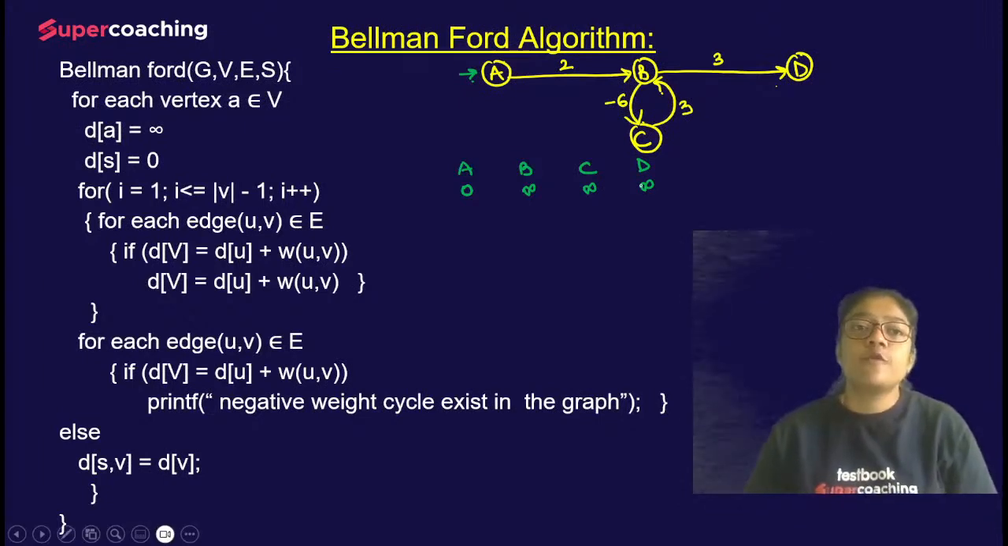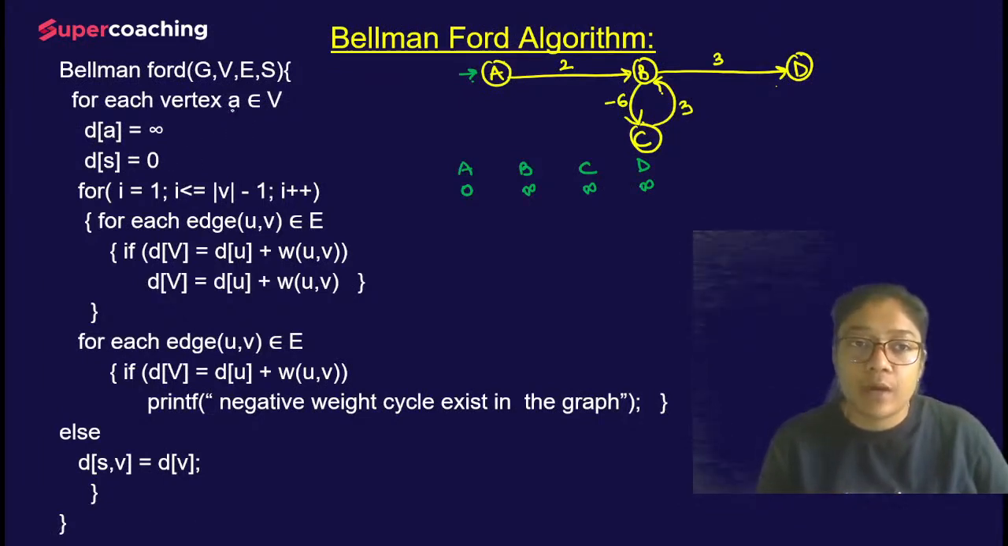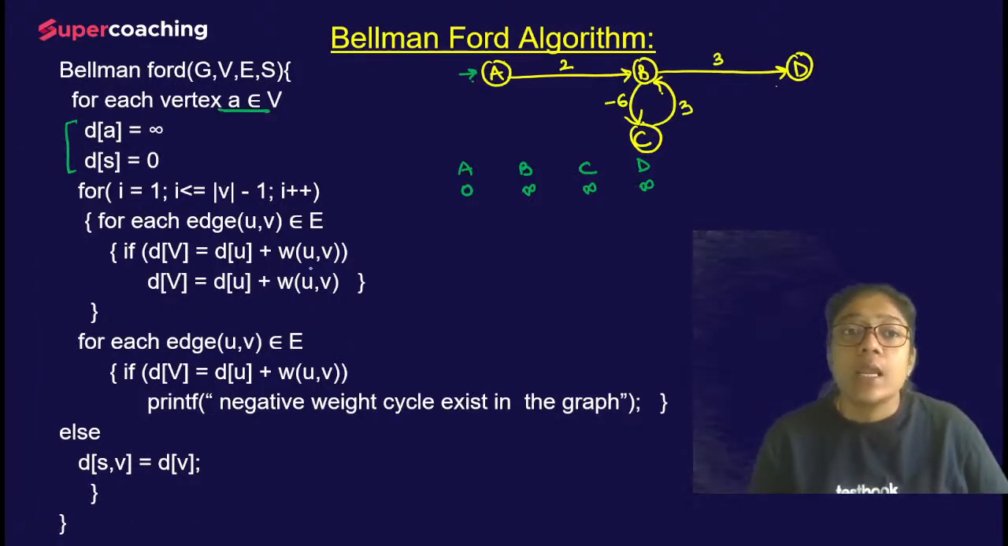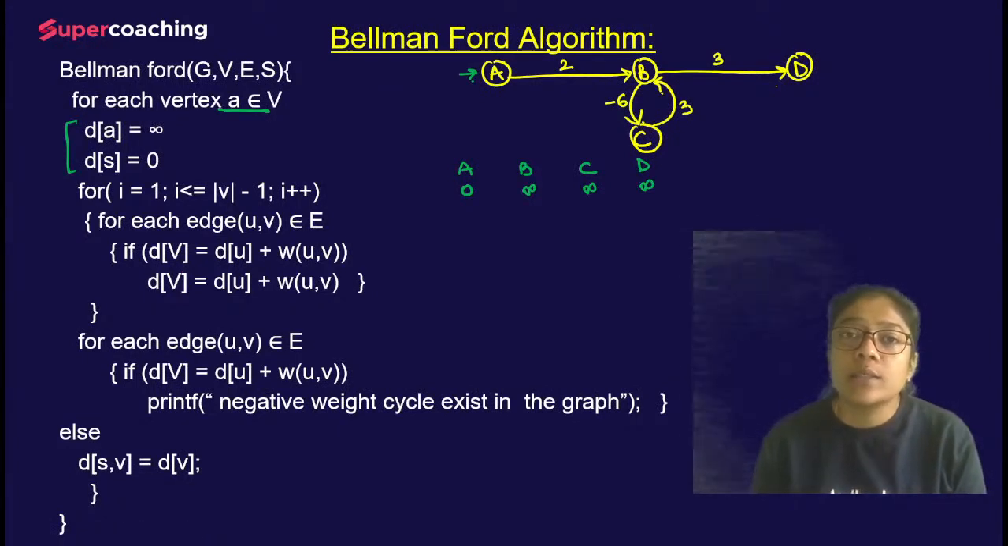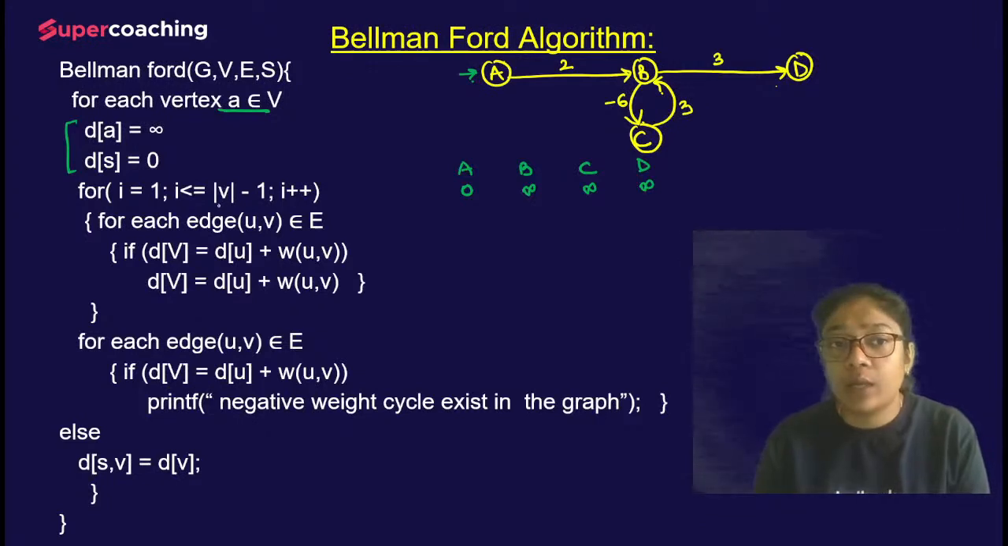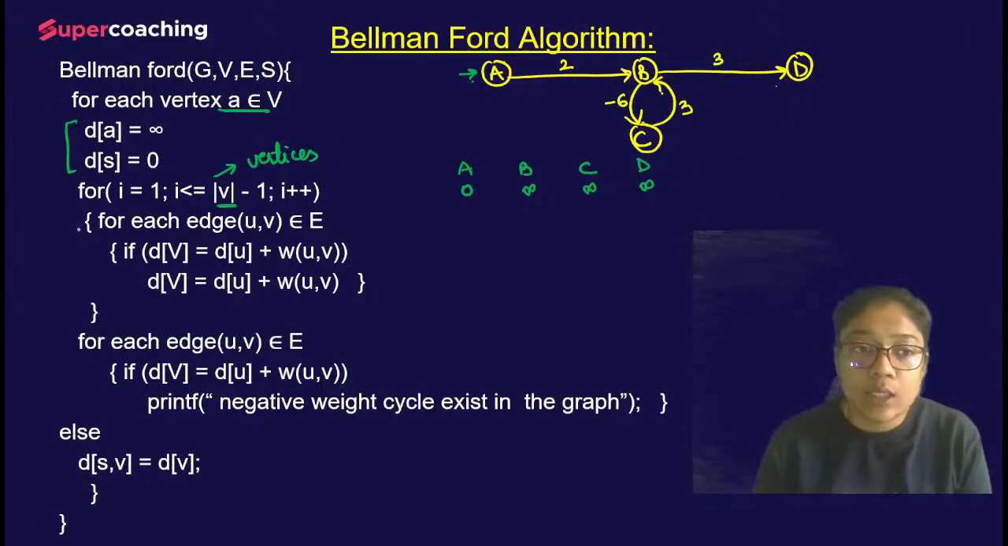Now what Bellman-Ford algorithm is saying, you have assigned initial values for every vertex, that's fine. Now we have to run the same steps for n minus 1 times, where n or V represents the number of vertices. In this case, we have 4 vertices, so I'll be executing this for loop for 3 times. How many times will we execute? 3 times, because the number of vertices are 4.